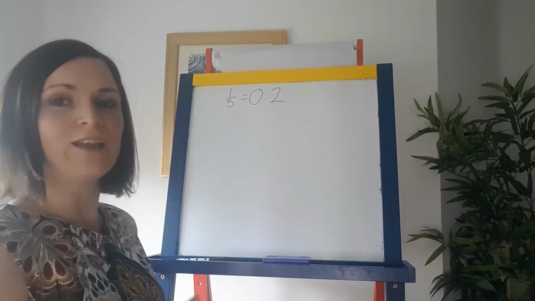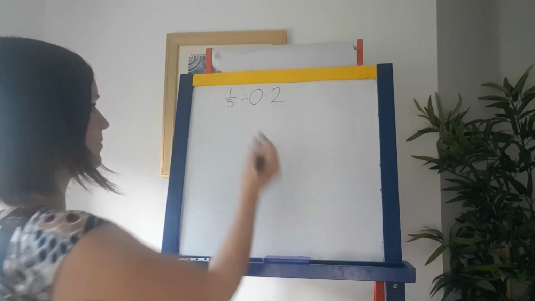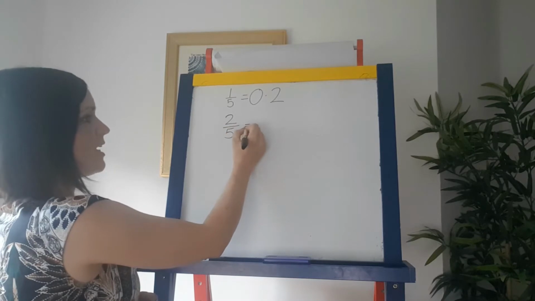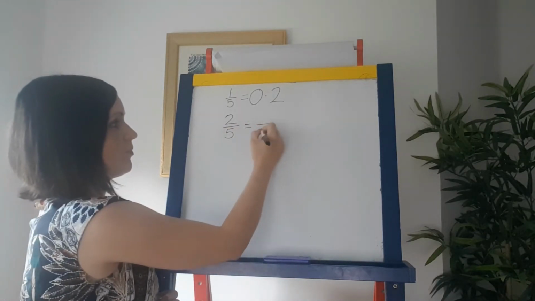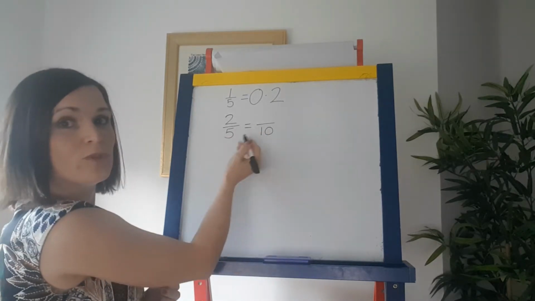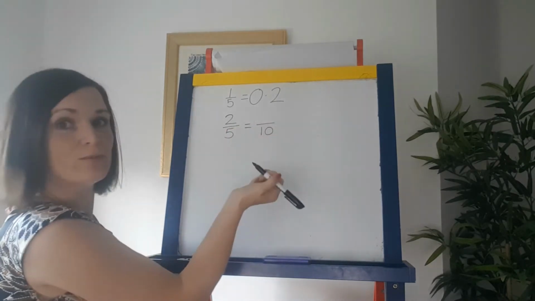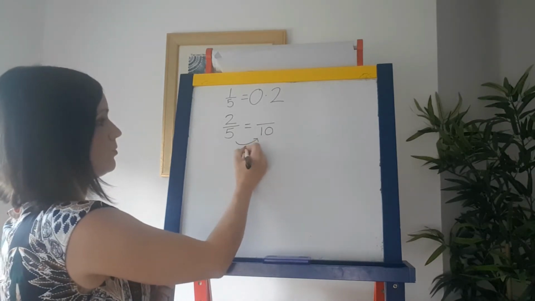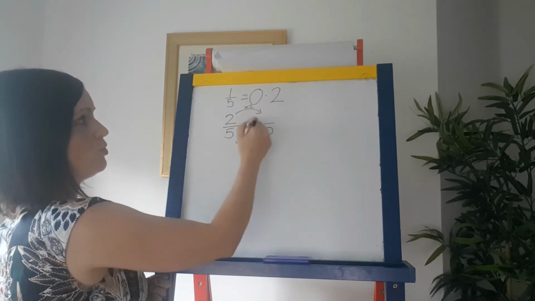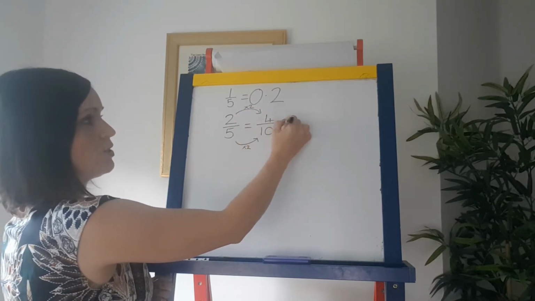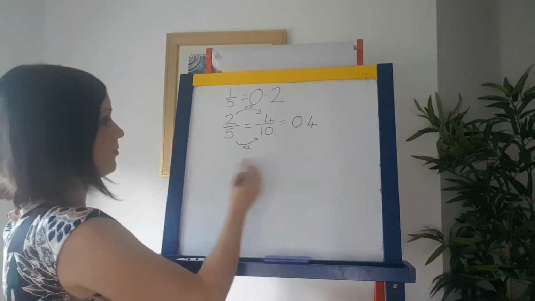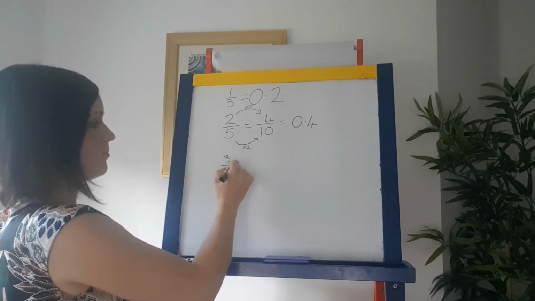So having done 1/5, we're now going to do all the other fifths. So converting 2/5 this time into tenths. So we know from when we did 1/5, we multiply the top and the bottom, our denominator and our numerator, by 2. 5 times 2 is 10, so you do the same to the top. 2 times 2 is 4, so as a decimal fraction that is 0.4.